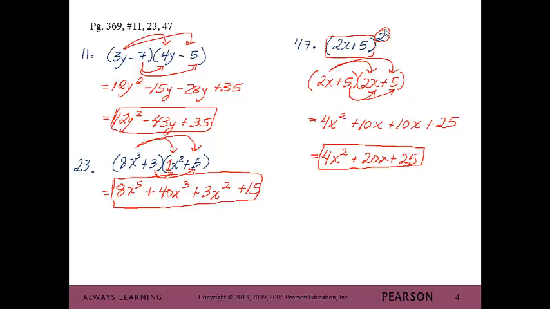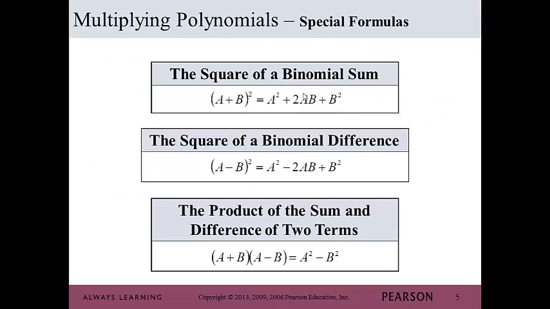So remember, if you see a square, make sure you rewrite it first, and then you can follow the steps for foiling or what we learned from 5.2. Here are the special forms. We have the square of a binomial sum, the square of a binomial difference, and the product of the sum and difference of two terms. You may memorize them if you choose to do so, or you can just memorize FOIL or the steps from 5.2. If you have any questions on 5.3, please email me.